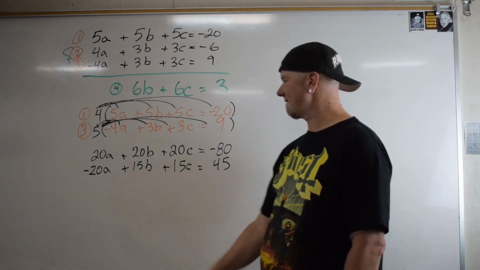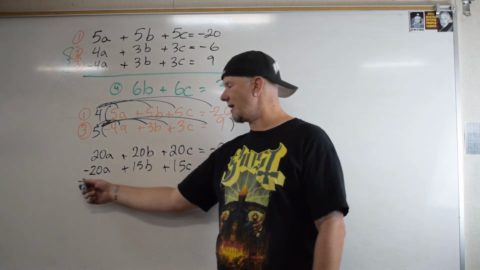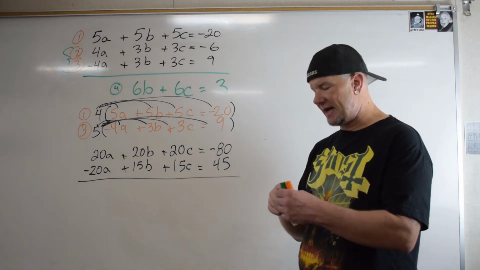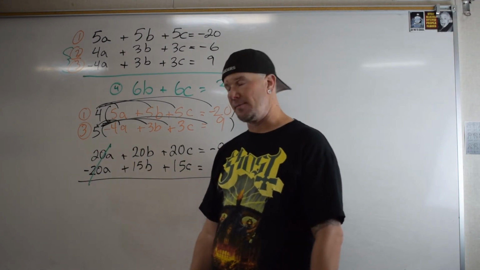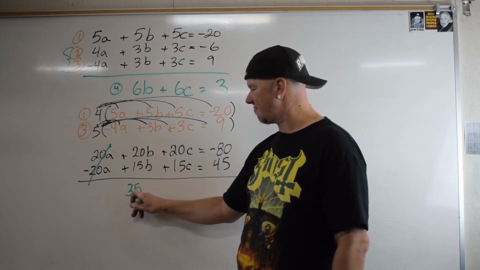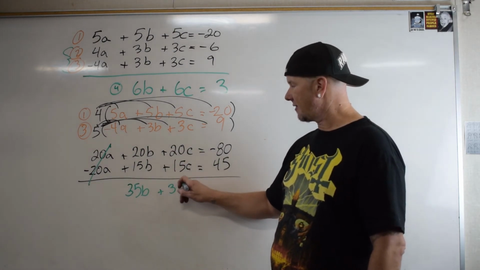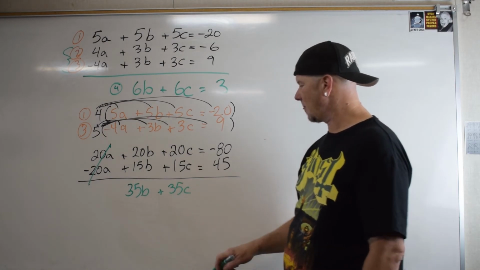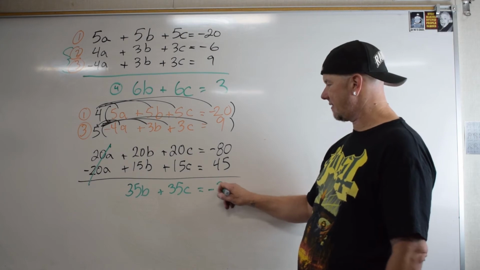those two together, notice 20a and negative 20a, those would cancel. 20b plus 15b is 35b. 20c plus 15c is 35c. Negative 180 and 45 would be negative 135. These are kind of ugly numbers. So I'll call that equation 5.